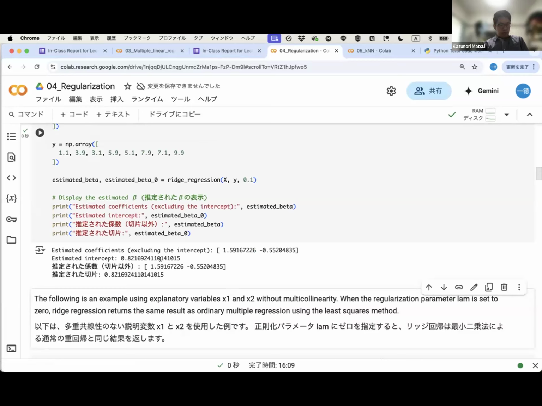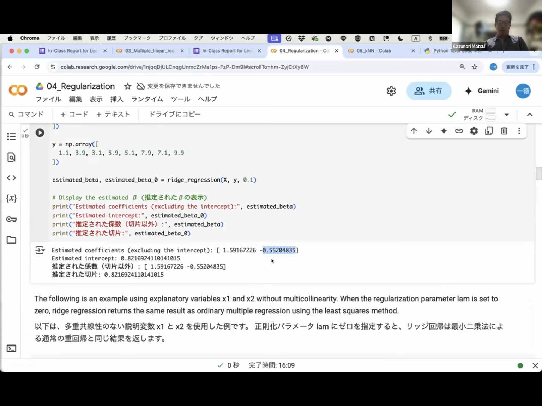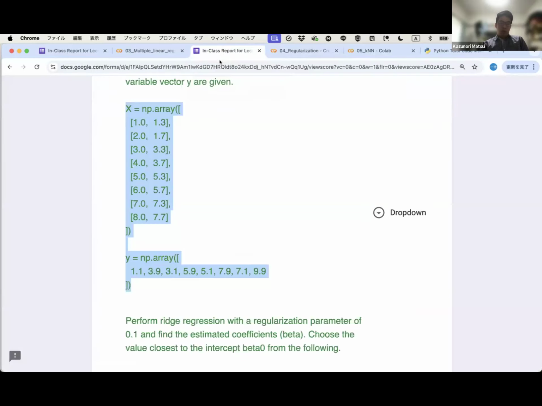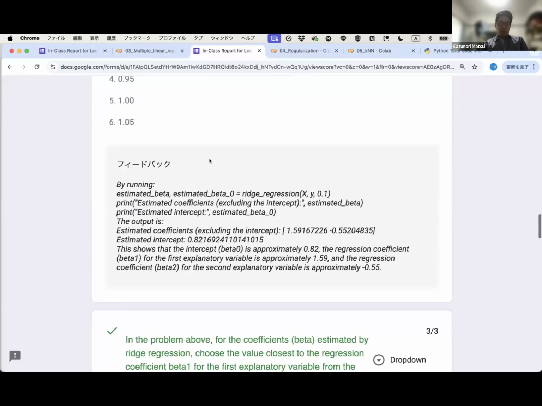As a result, we find the intercept is 0.82 and beta 1 is about 1.59 and beta 2 is minus 0.55. So the answer is like that.